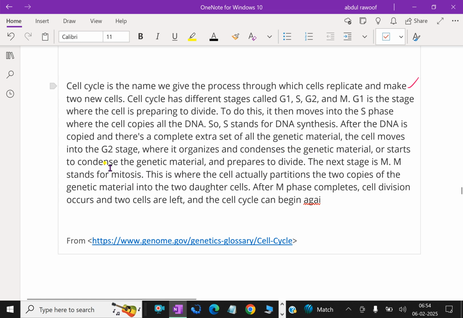The cell moves into the G2 stage where it organizes and starts to condense the genetic material and prepares to divide. The next stage is M. M stands for mitosis. This is where the cell actually partitions the two copies of the genetic material into the two daughter cells. After M phase completes, cell division occurs and two cells are left, and the cell cycle can continue.